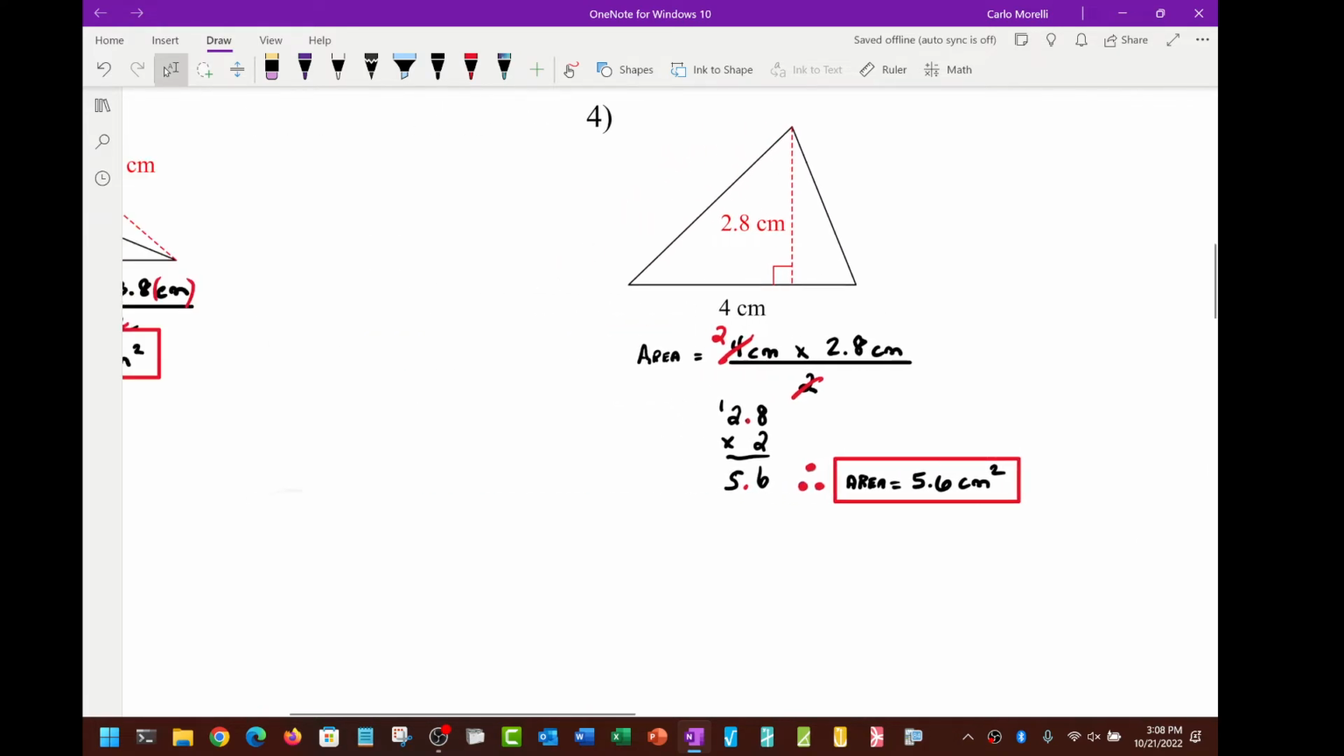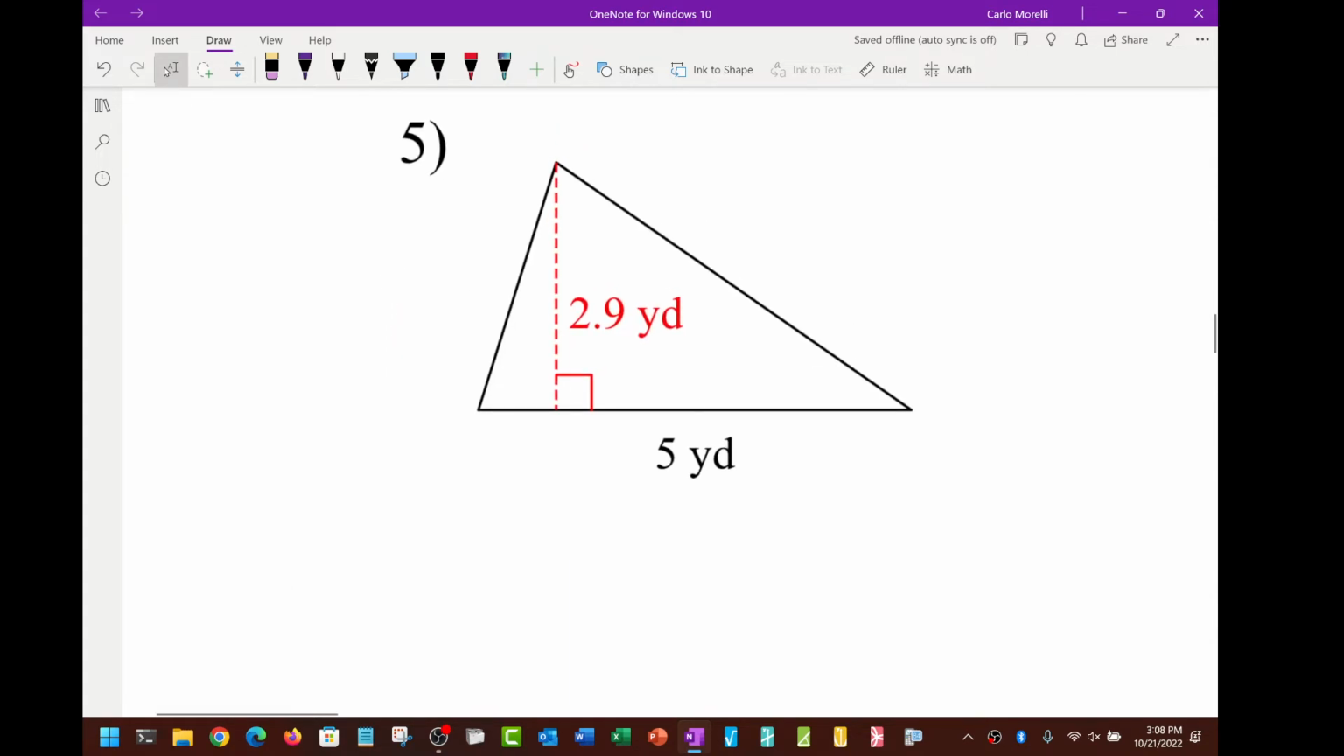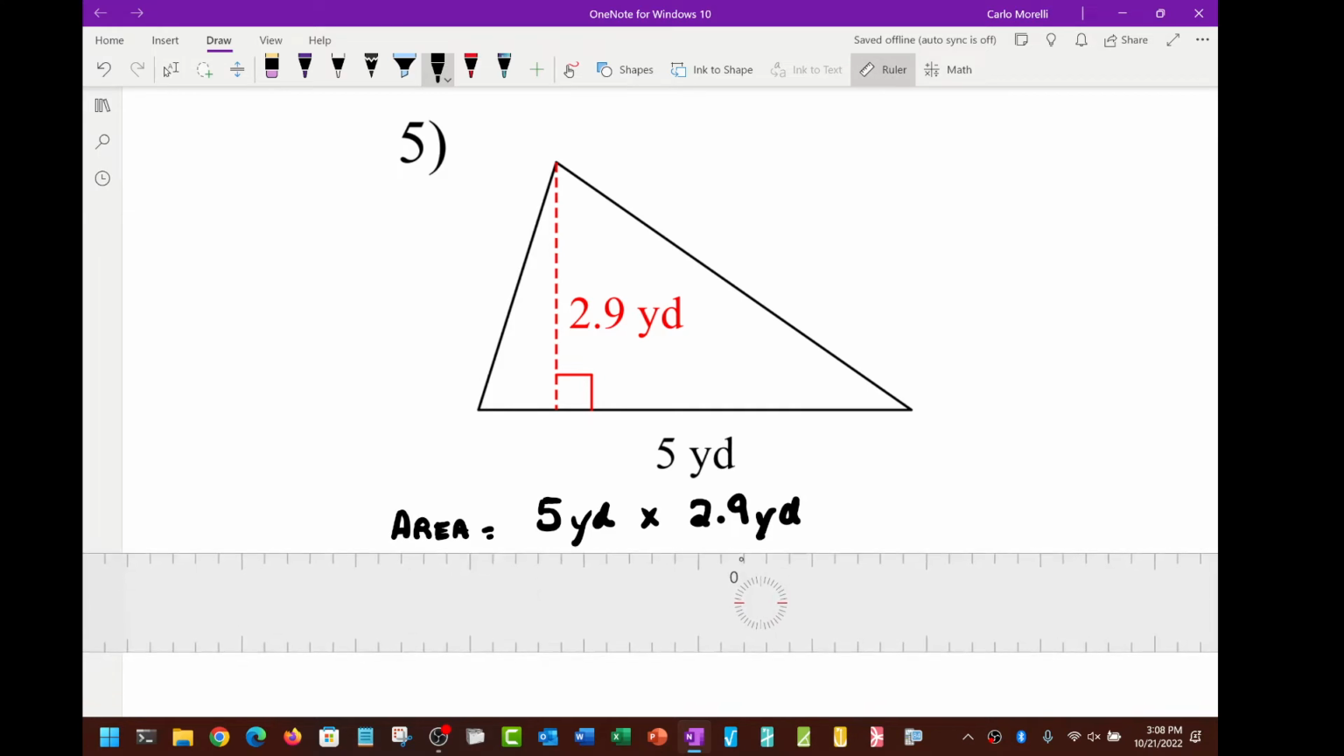All right, so that was number 4. We're coming up on the last normal area problem. Okay, so here the area is equal to the base of 5 yards times the height of 2.9 yards divided by 2.